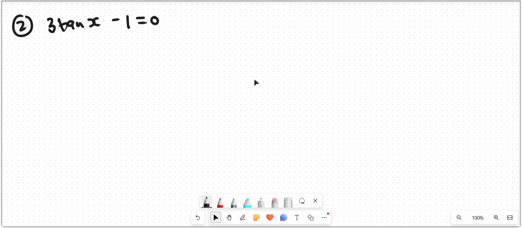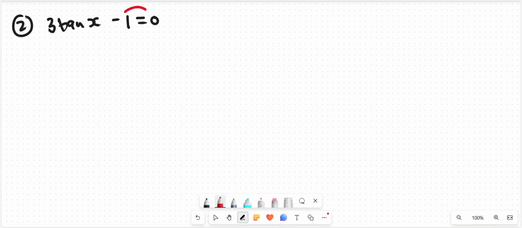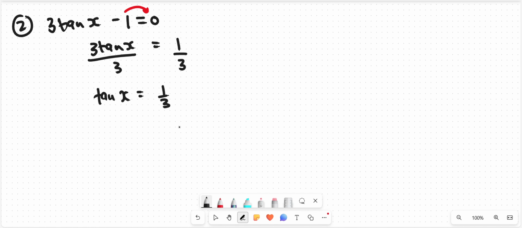Alrighty, so for question number 2, we're given that 3 tan x minus 1 is equal to 0. And again, we are asked to solve for the general solution. So what we need to understand is that we need to always isolate our ratio, which is the tan. So we're going to bring the 1 over, and if you bring it over, it's going to become a positive. And what we're going to do next is divide by 3 on both sides. And so tan x by itself is equal to a third.